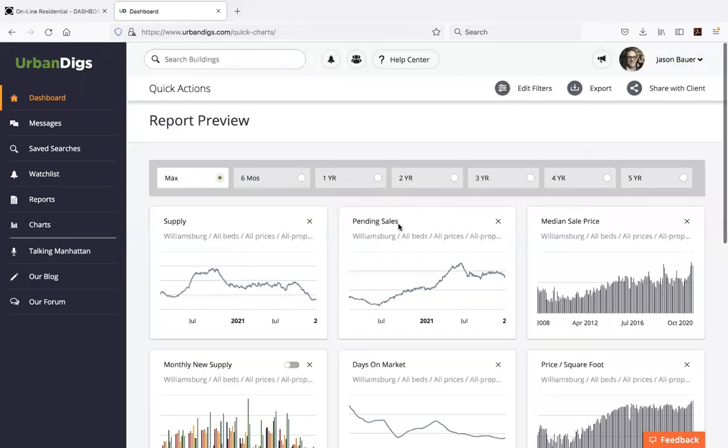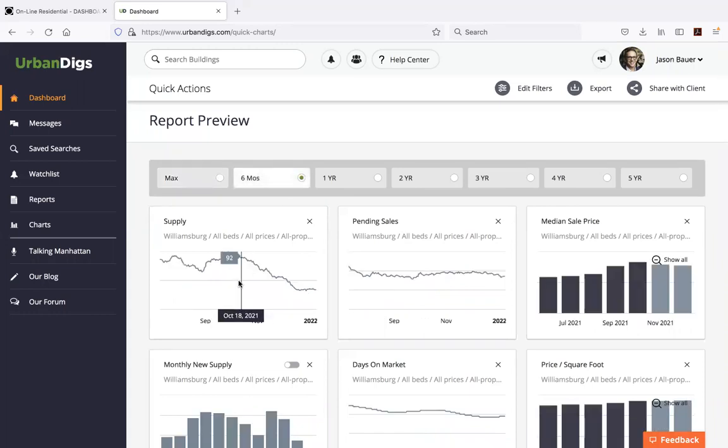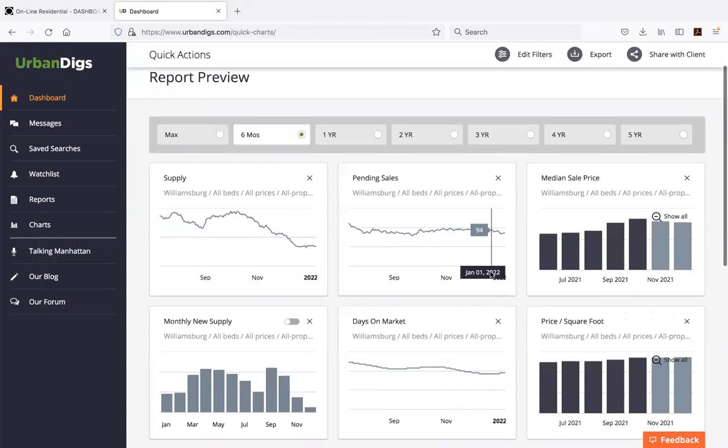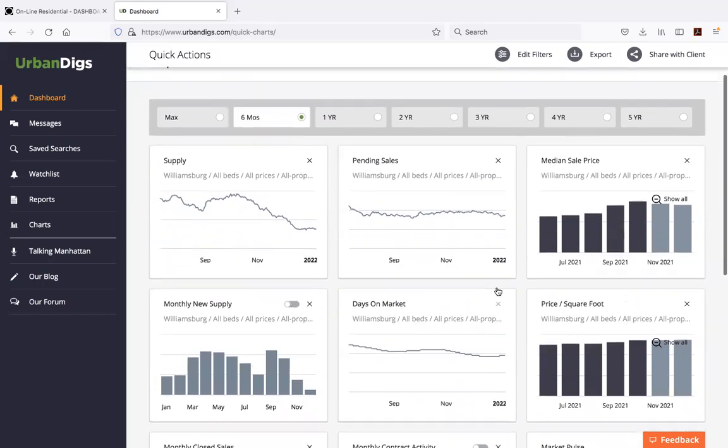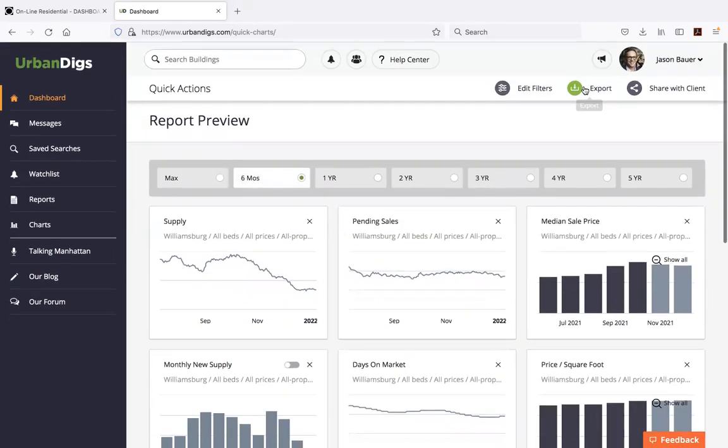And we can see what's happening with the resale market, right? So over the last 6 months, we've seen a sharp decline in supply, right? Pending sales are ticking up a little bit. Median sale price has gone up, it's gone down a little bit. New supply, days on market, right? We can look at all these different things. And what we can then do is we can export this. And the greatest thing about Urban Digs is that it's going to brand all these reports to you.